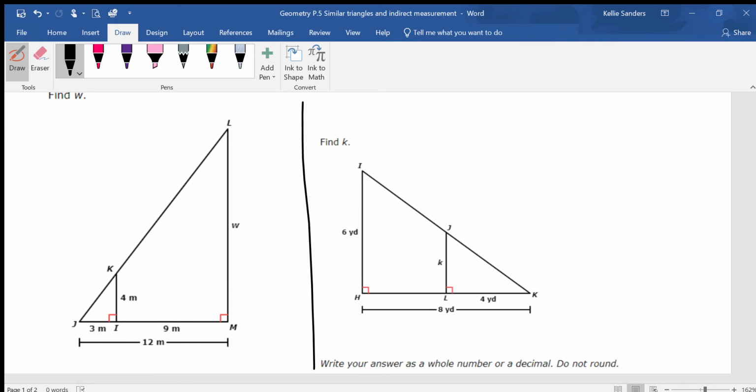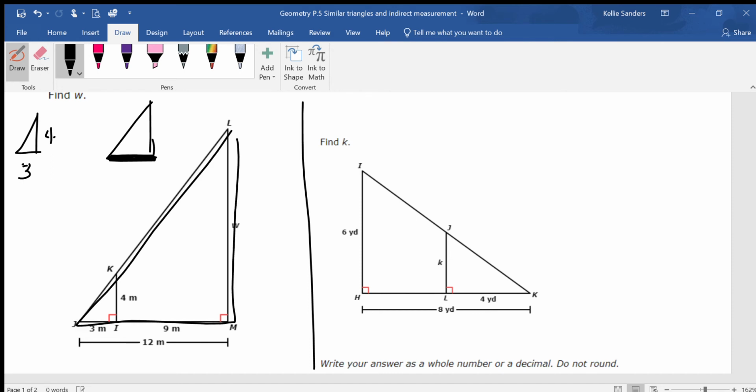When you have a triangle embedded into another triangle, I strongly suggest you redraw them, separate them, so you can see what's going on. The little one isn't going to change, but how much is this right here for this big triangle? Some of you are going to say 9, because I already used 3 in the other triangle, but this is how much it is, which is 12, and this is W.